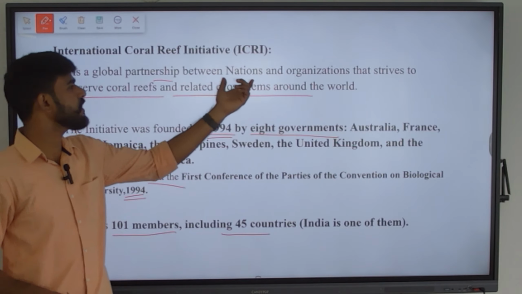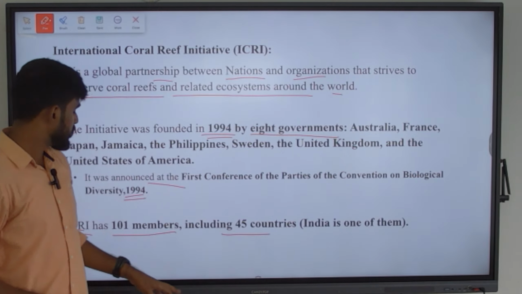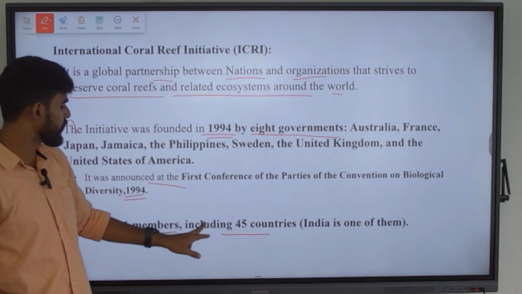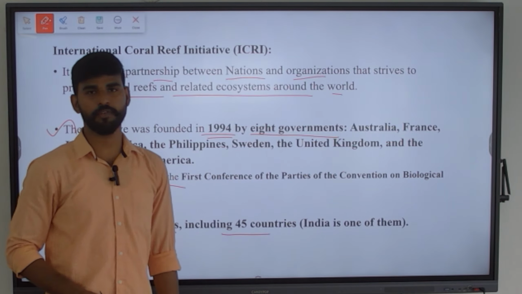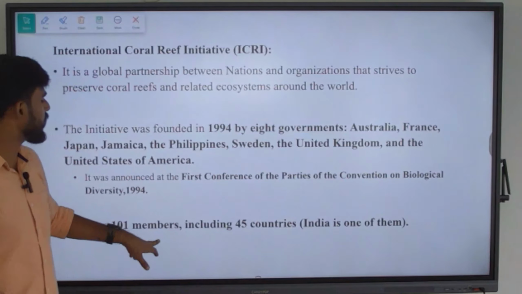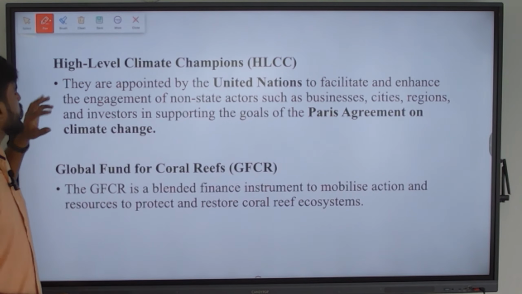So we have seen here itself that it comprises both nations and other organizations. So this 101 includes both nations and organizations. Okay, of that 101, 45 are nations, countries. Okay, and India is one of them, which is again important. Okay, what other bodies are related to this initiative, this coral reef breakthrough?